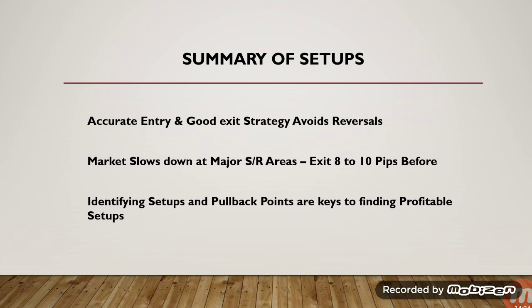So in summary, accurate entry and good exit strategies will help us to avoid reversals such as the one taking place on the pound Aussie dollar. The market tends to slow down at major support and resistance areas, and so what I think is best to do is to exit our trades at an area just ahead of the boundary, at 8 to 10 pips ahead of the boundary, especially when we're talking about these major support and resistance points on the larger time frames.